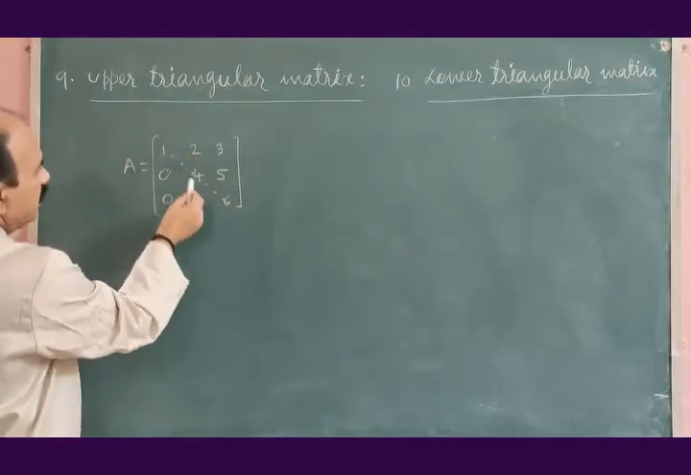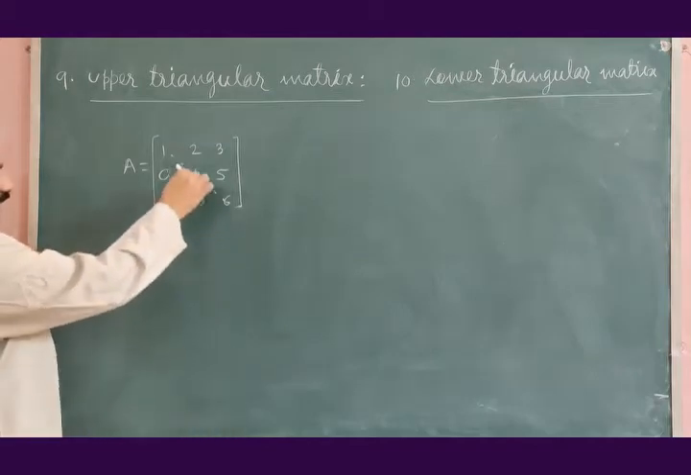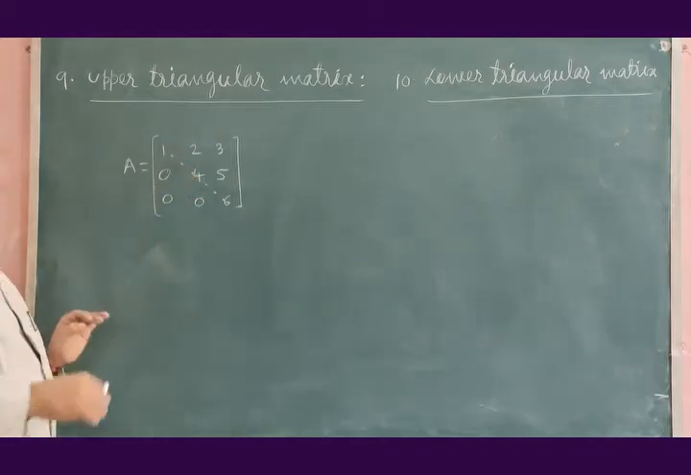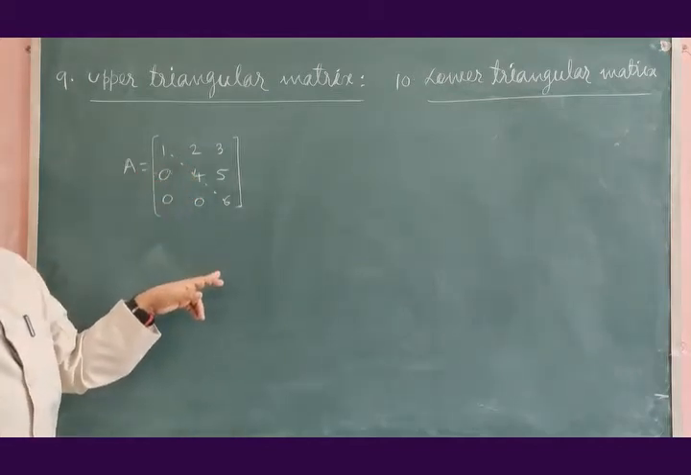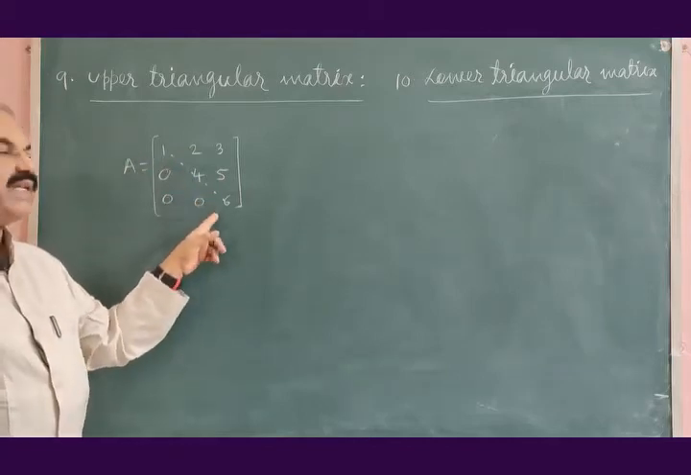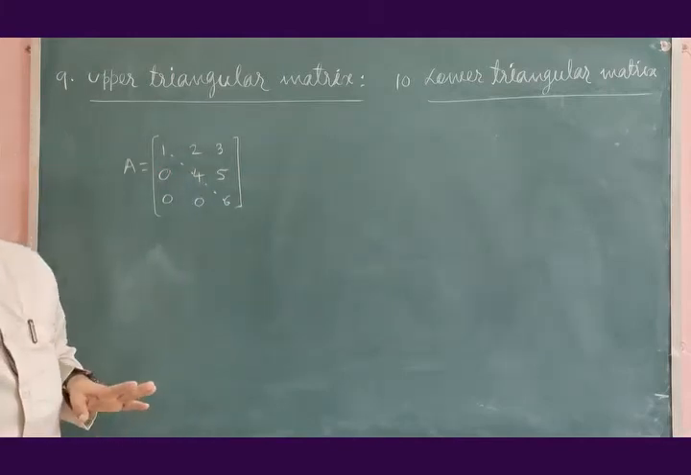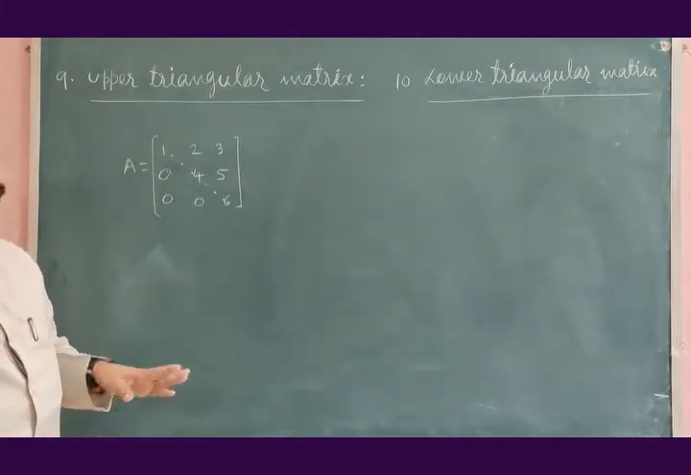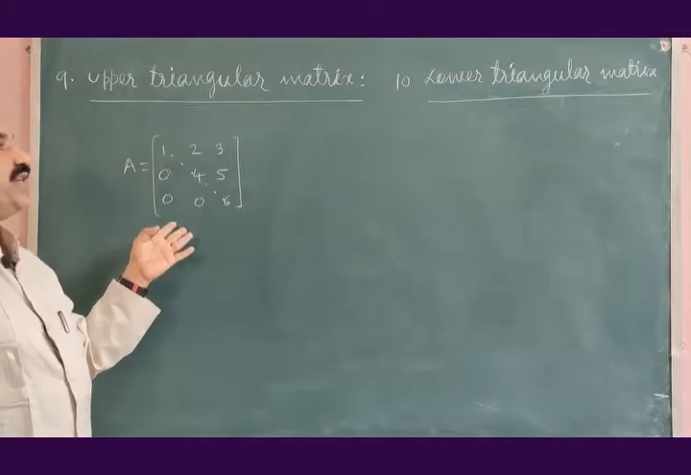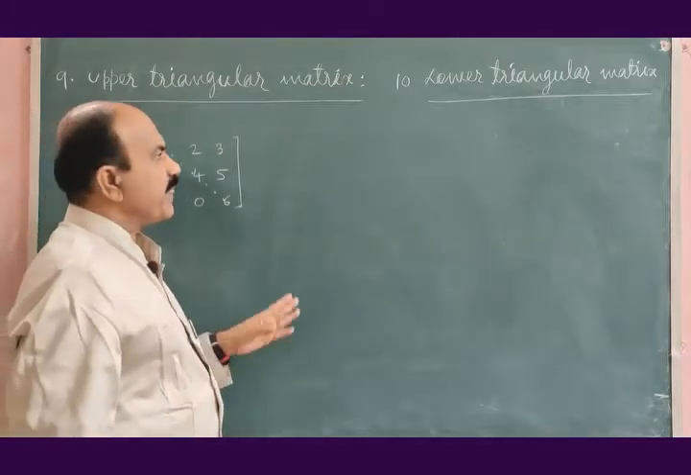This is the principal diagonal. Elements below the principal diagonal are 0. The elements on the principal diagonal and above the principal diagonal are non-zero. Such a square matrix is known as upper triangular matrix.